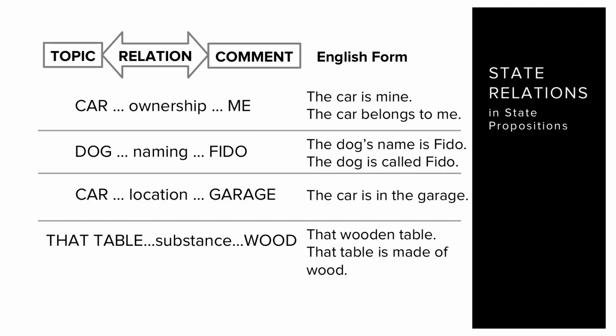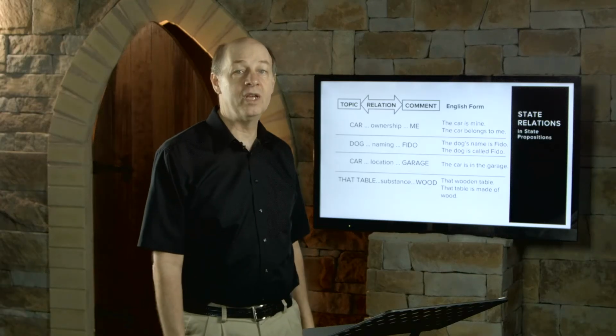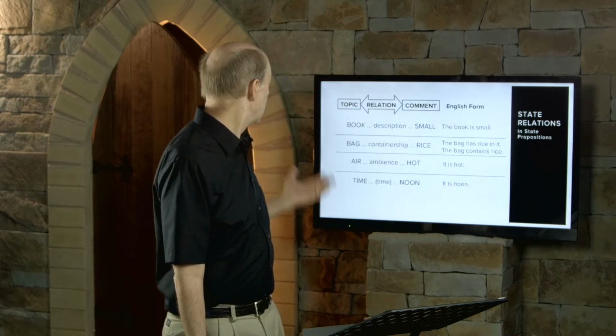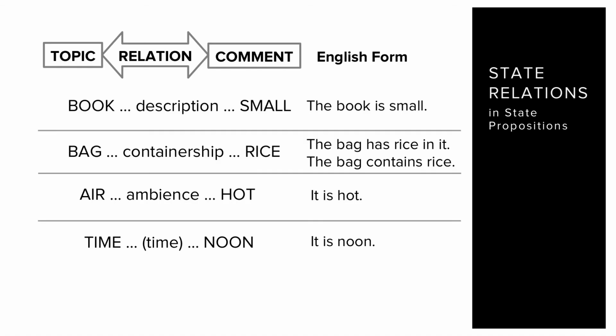Or if the topic is dog, the comment is Fido, the relation between these concepts is naming. That would be the dog's name is Fido, or the dog is called Fido. Or the topic is car, the comment is garage, the relation is location: the car is in the garage. Or that table is the topic, wood is the comment, substance is the relation between these concepts: that wooden table, or that table is made of wood. Some more examples here. The topic is book, the comment is small. The relation between these concepts is description. So in English, it would likely be stated that the book is small.